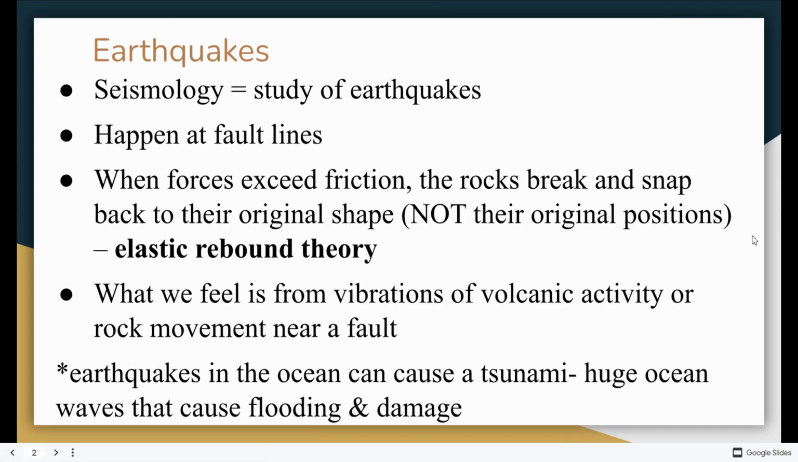So, an earthquake. Earthquakes happen at fault lines. This is the shaking of the ground that we feel. What's actually happening is that rock underneath the surface is shifting and moving, and it's either rubbing against each other or slamming into each other, pulling away from each other. There's some kind of movement going on underneath the surface there.